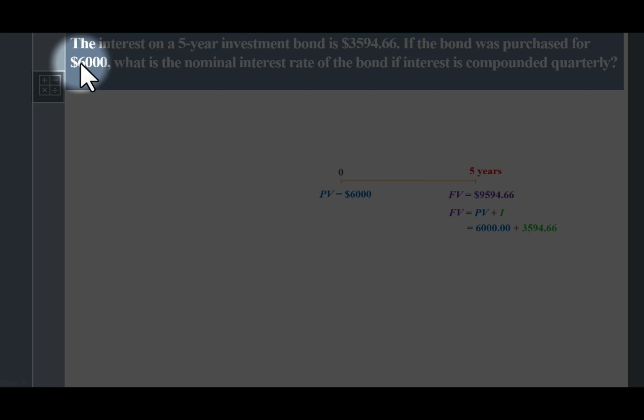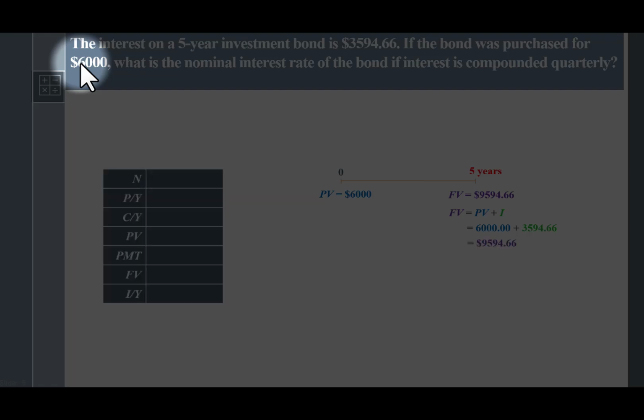So N is 5 years quarterly, 5 times 4, that's 20. PY is 4, so is CY because it's quarterly. Present value is 6,000, negative because it's an investment. And of course, the future value, that's the key here, is the present value plus the interest. CPT IY, it should give us the answer, which is 9.5%.